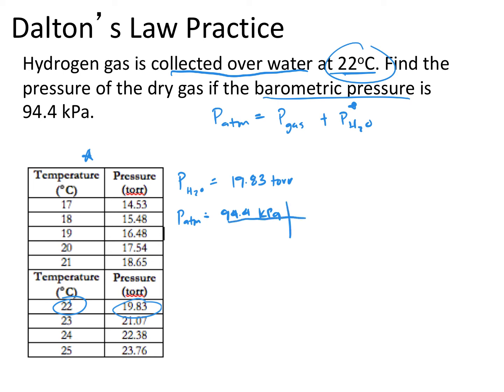So I'm going to convert my kPa into torr as follows. The calculator tells me I'm going to end up with 708.058 torr, and those are my digits that are significant. Then I'm going to plug these values into the equation above.